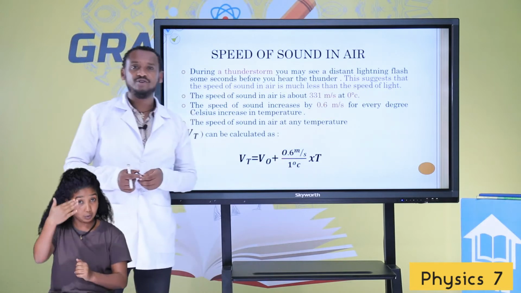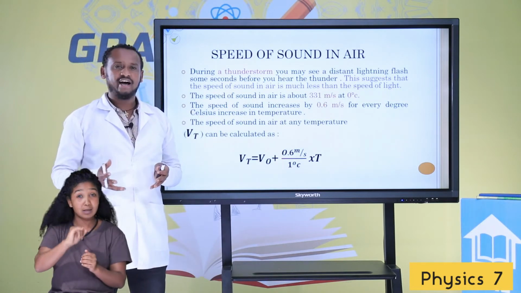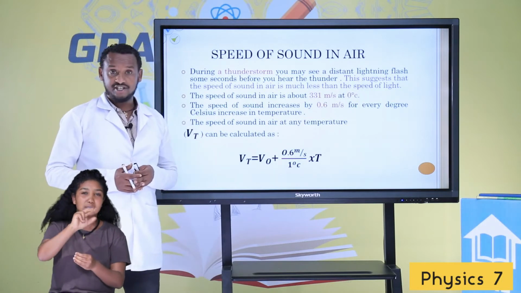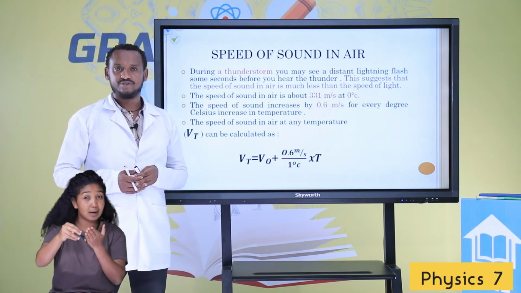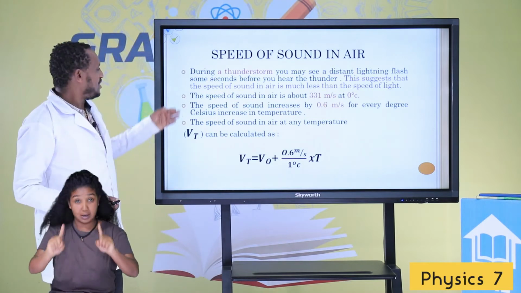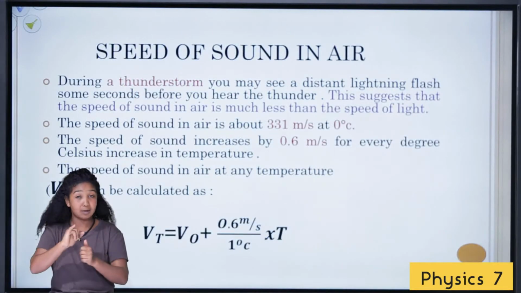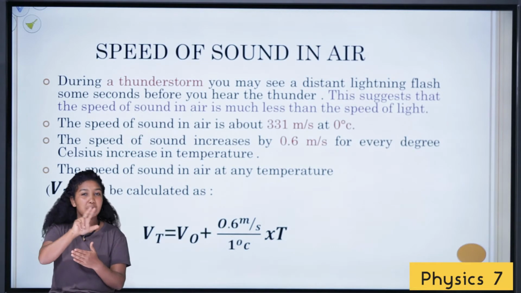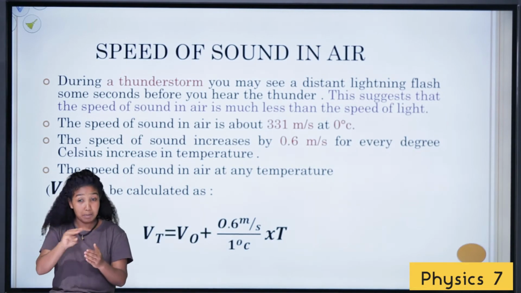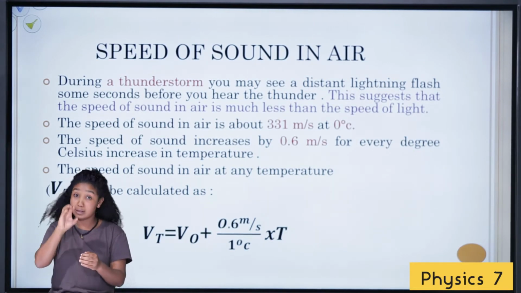You know that the speed of light in air is around 300 million meters per second. But the speed of sound in air is about 331 meters per second at 0 degrees Celsius.